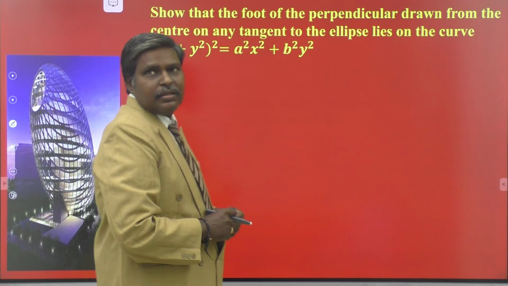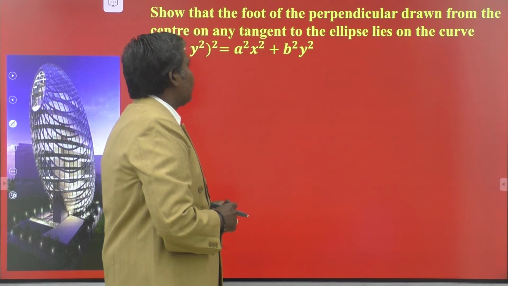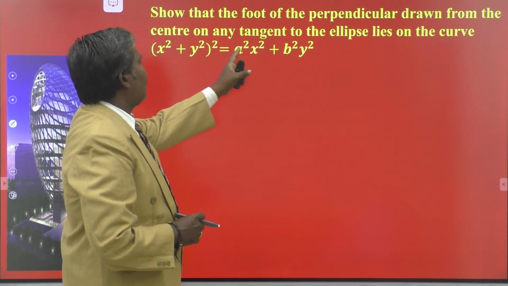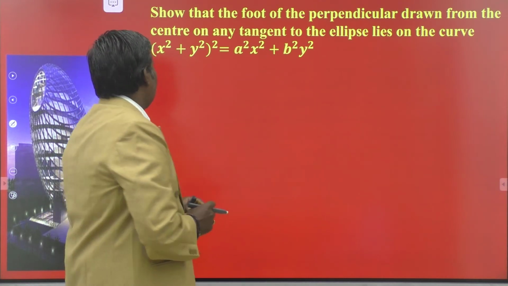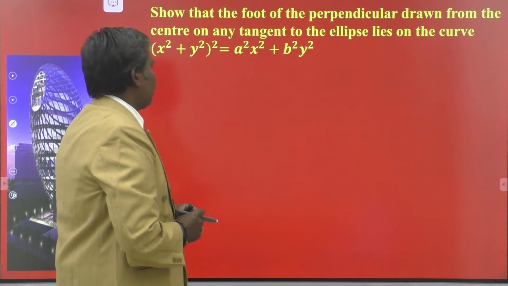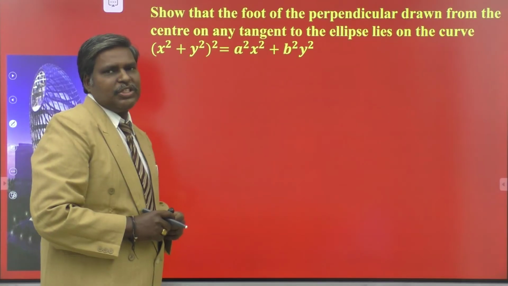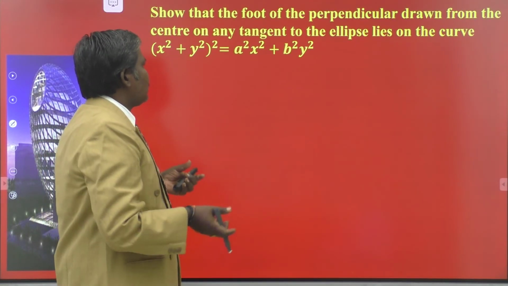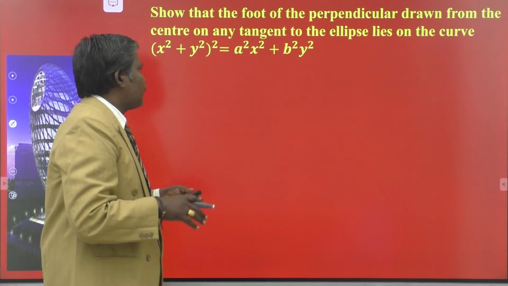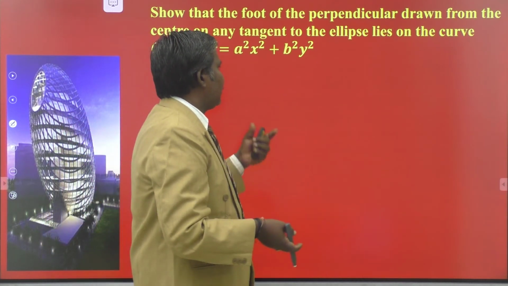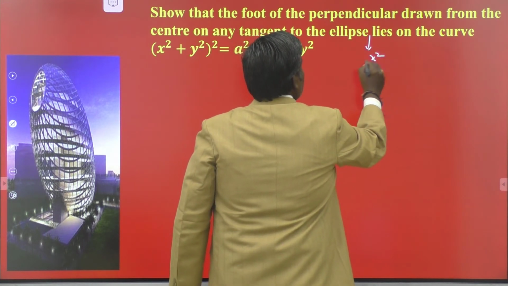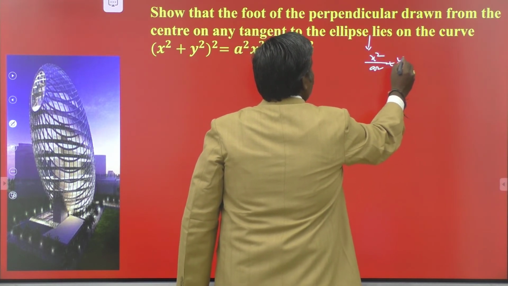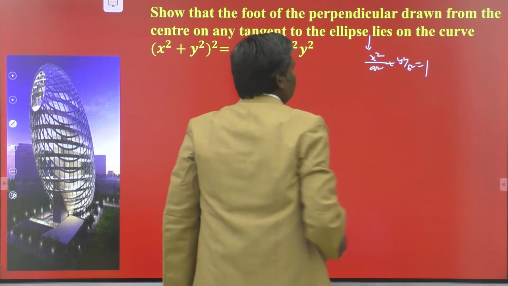Show that the foot of perpendicular drawn from center on any tangent to the ellipse lies on the curve (x square plus y square) whole square equal to a square x square plus b square y square. That means the locus of foot of perpendicular drawn from center to any tangent of the ellipse is this one. Your ellipse means the standard form, that is x square by a square plus y square by b square equal to 1.